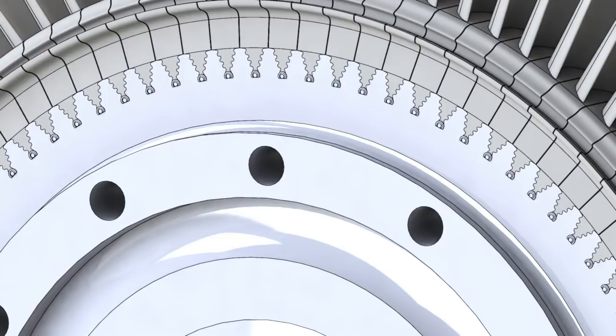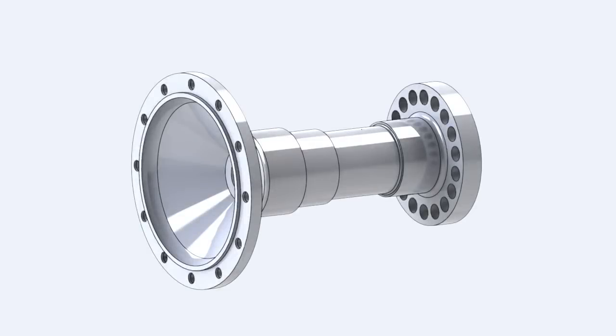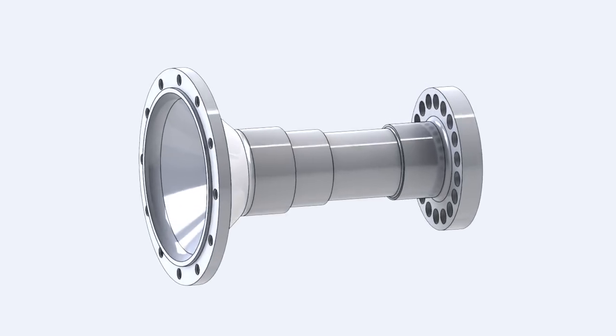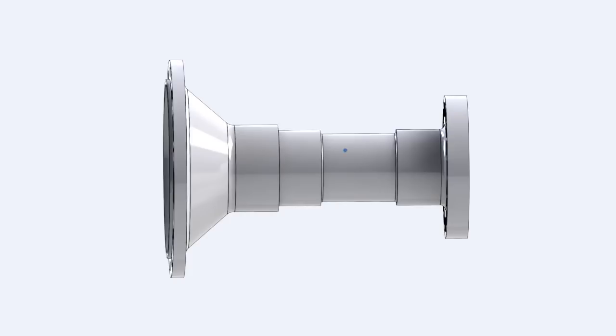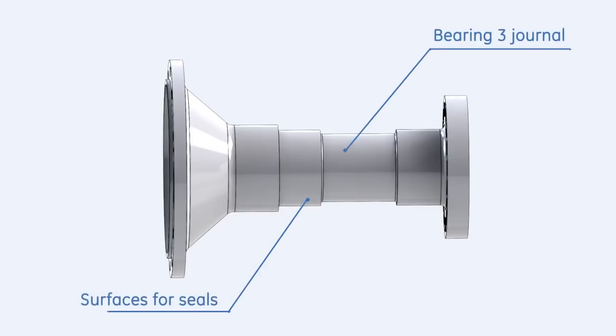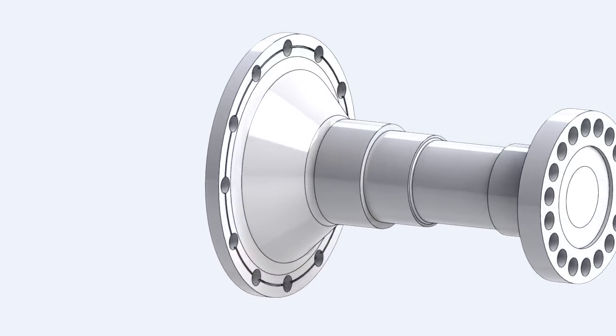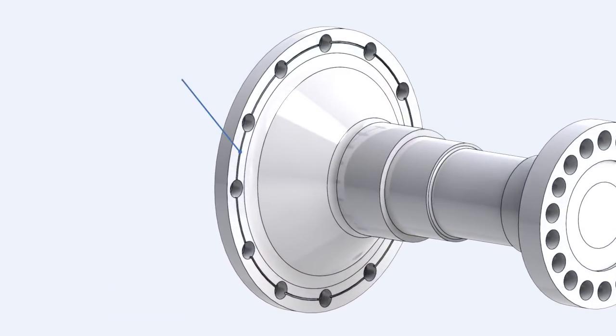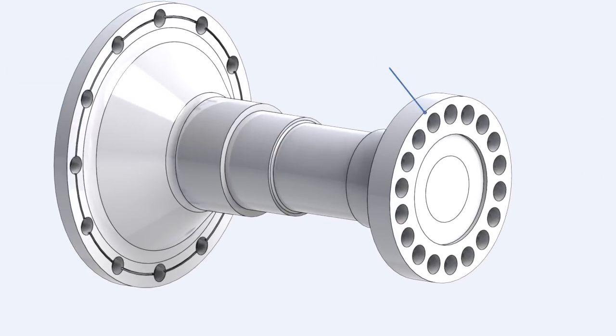The aft wheel shaft is machined to provide the following features: journal surface for bearing number 3 and surfaces for oil and air seals. Aft balancing groove. Aft flange to connect the turbine rotor to the generator rotor.